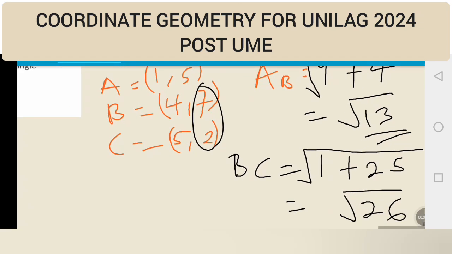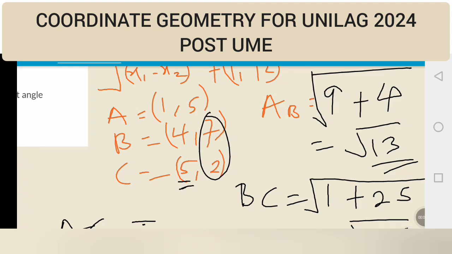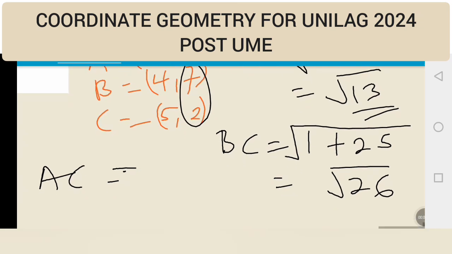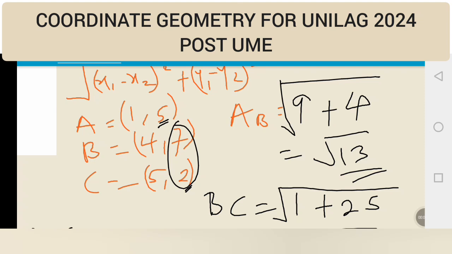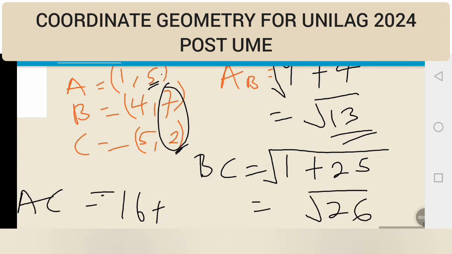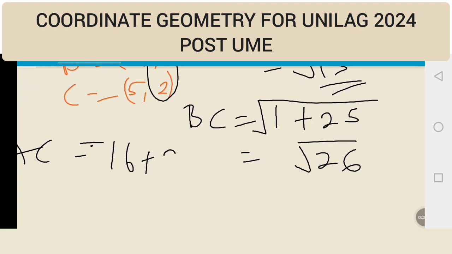Then for the last one, you have AC. A to C. So AC, so I'm taking these two here, this and this. So 1 minus 5, that will give you minus 4. Then when you square it, you're going to get 16. So this gives you 16 plus, then I'm taking this one, 5 and 2. 5 minus 2 will give you 3. Then when you square it, you're going to get 9. Okay, so 16 plus 9, then square roots. So this will give you root 25.